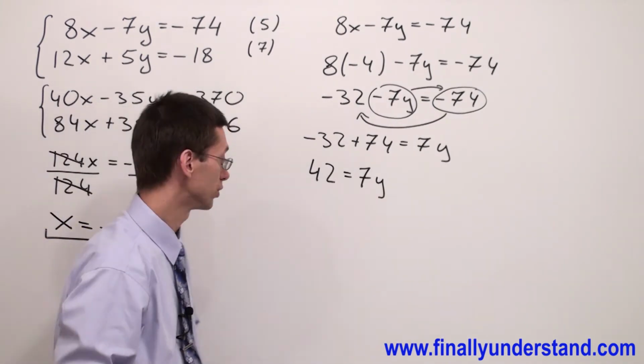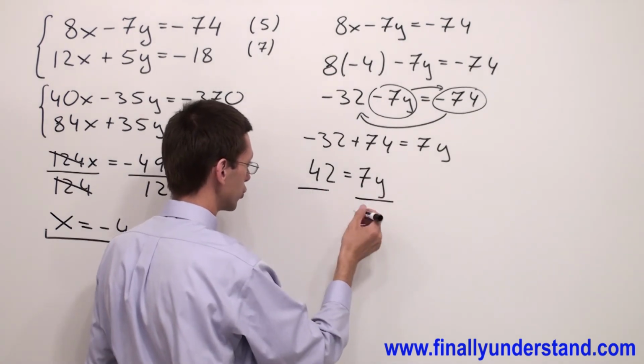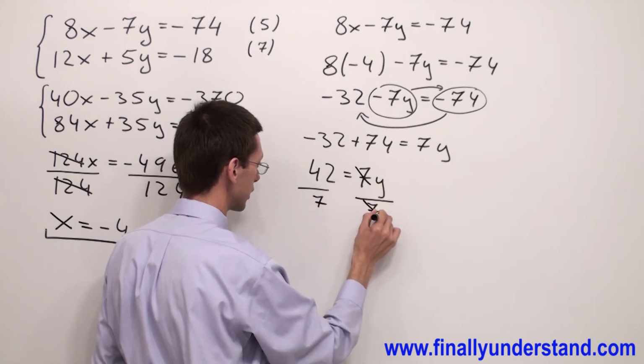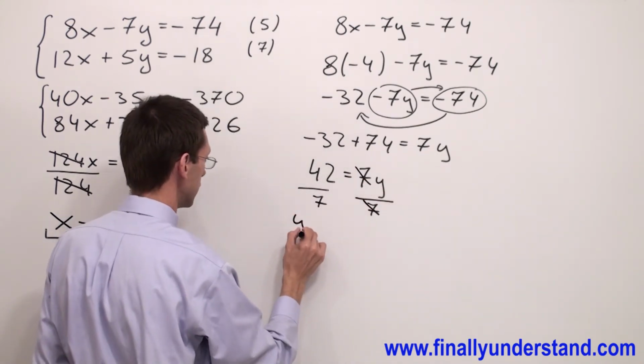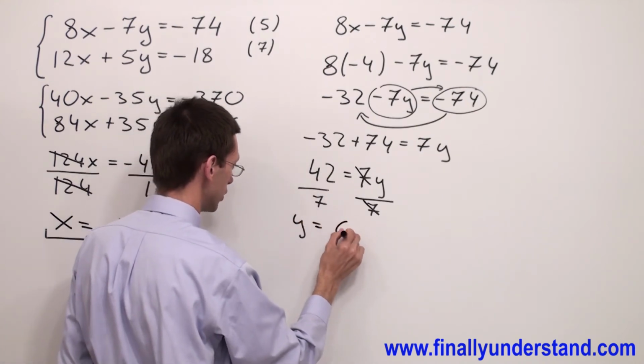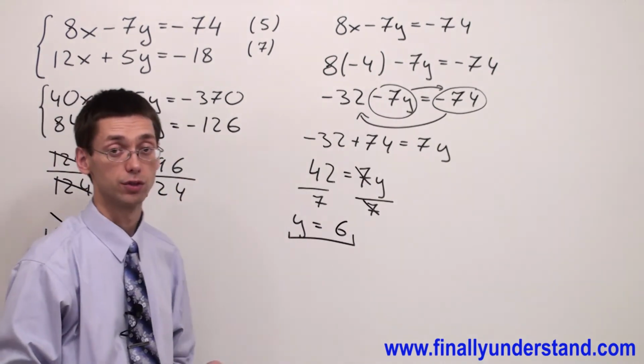I have to find the value of y. So what am I supposed to do? Divide both sides of the equation by the coefficient which is next to y. Divide by 7. 7 and 7 will cancel out. Y is equal to 42 divided by 7, which is equal to 6. And this is my y coordinate.